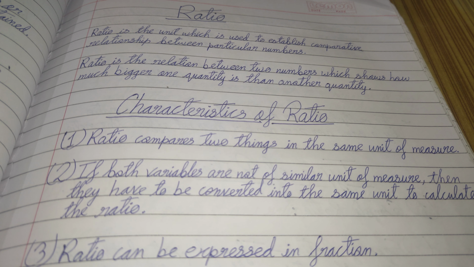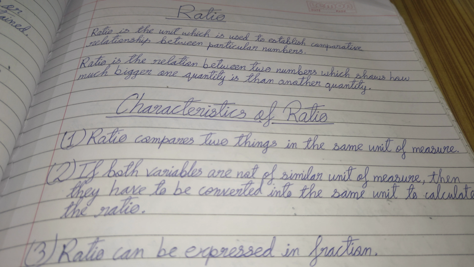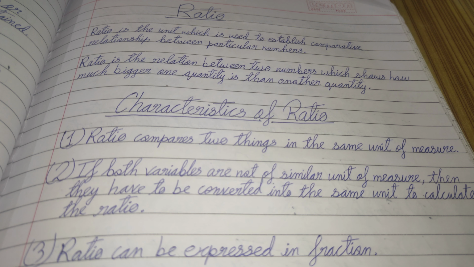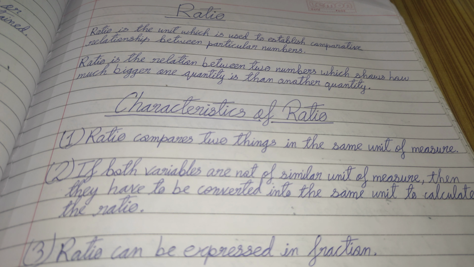In today's video we are going to learn about ratio and proportion. Ratio is the unit which is used to establish a comparative relationship between particular numbers. Ratio is the relation between two numbers which shows how much bigger one quantity is than another quantity.